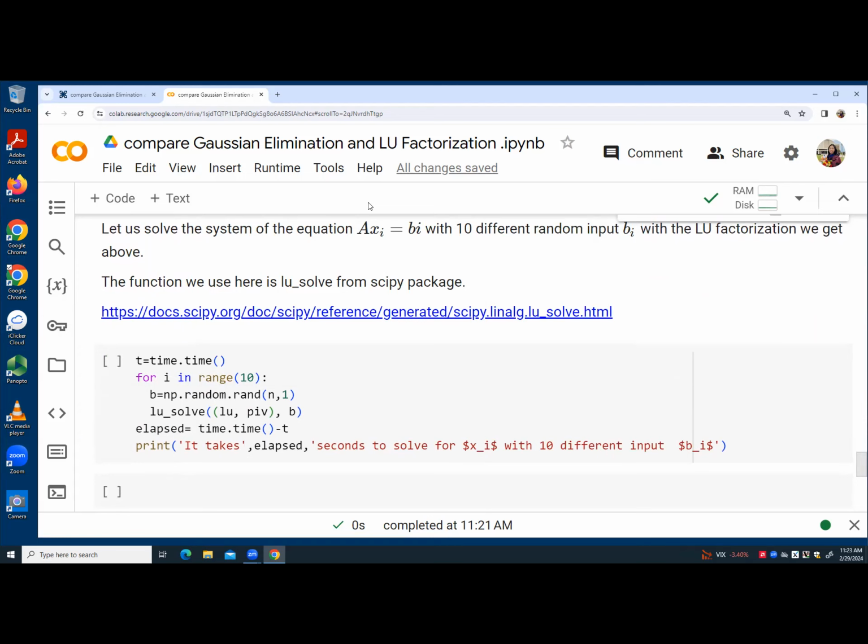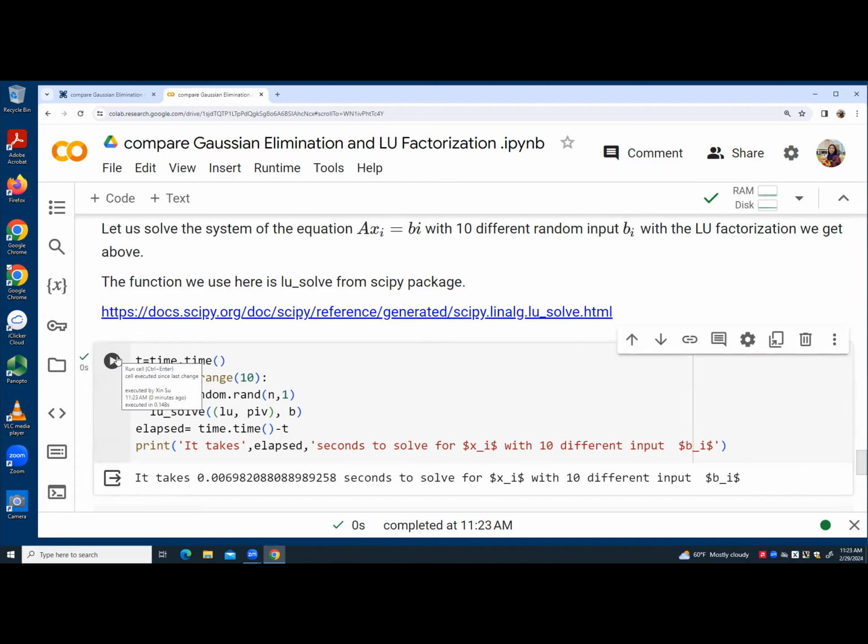We have 10 random right-hand sides here, with the coefficient matrix A. Let's take a look at how much time we need to solve for 10 different inputs. Oh, it's so great. You can see the factorization actually takes much more time than the LU solve here. We have 10 inputs, but we just need 0.006 seconds to solve for them.